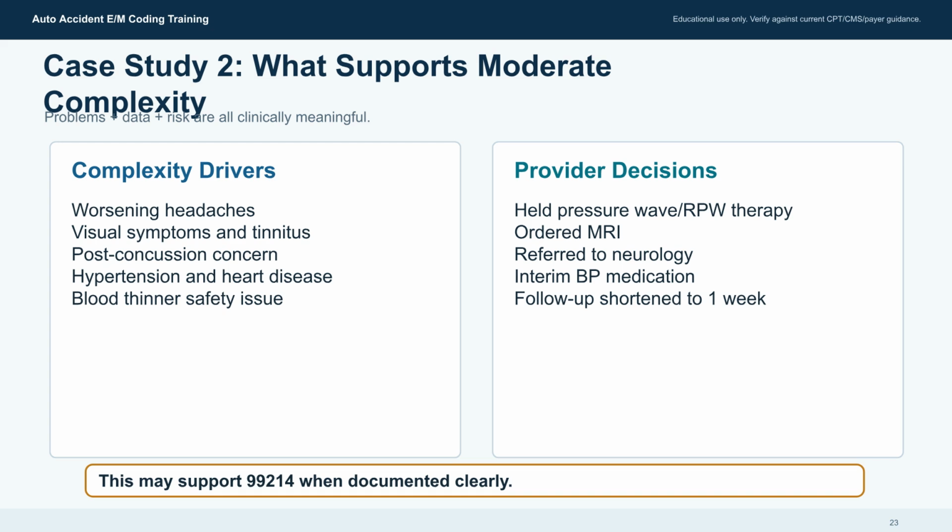MRI imaging is ordered because symptoms are increasing in intensity and frequency. Referral to neurology is made. Risk is meaningfully higher because of therapy that may be inappropriate or contraindicated. This is active medical management, not routine conservative follow-up.